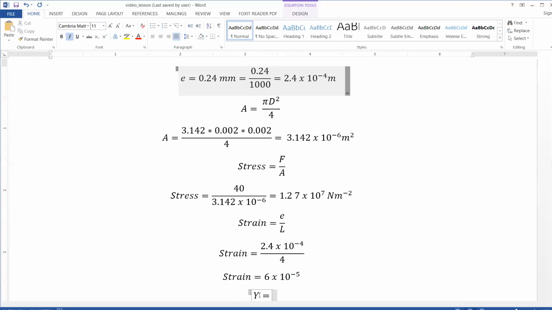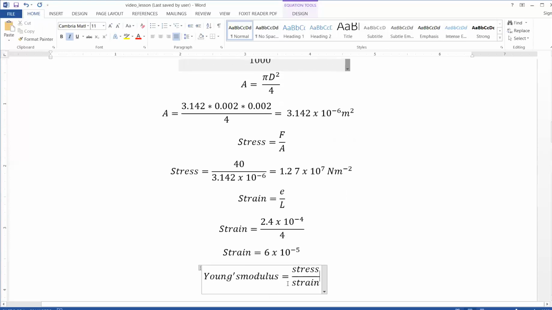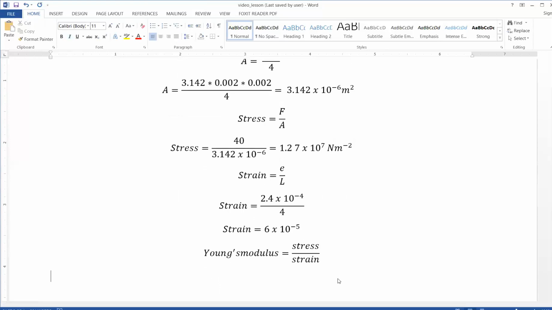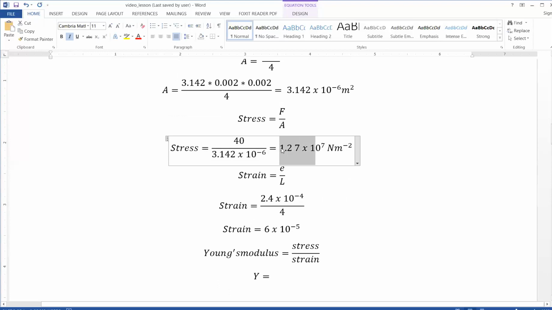So your Young's modulus, maybe we should write it in full for now. Young's modulus is defined as stress divided by strain. So that's your Young's modulus. From here, if we let our Young's modulus be Y, we have calculated our stress. This is your stress value here. You copy that value and write it there for stress.